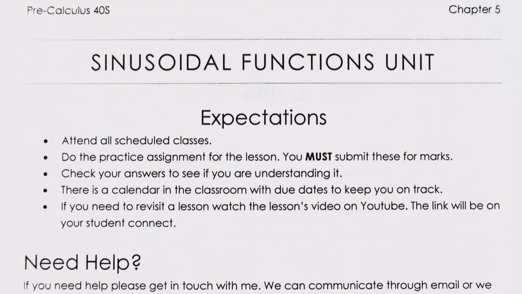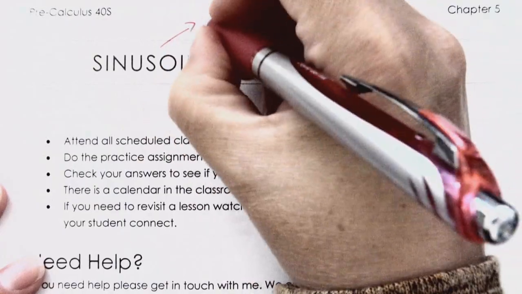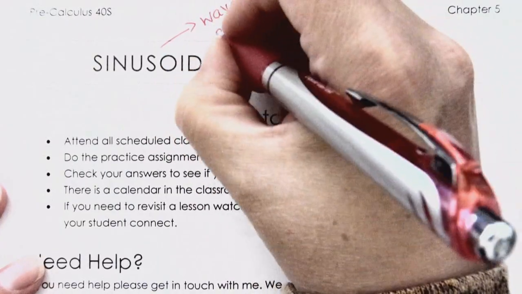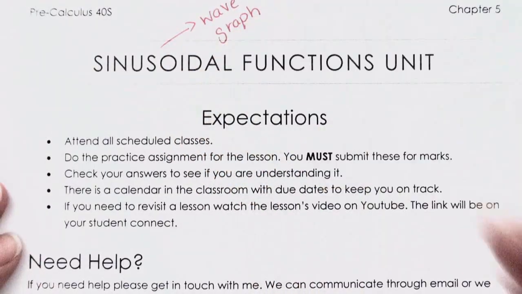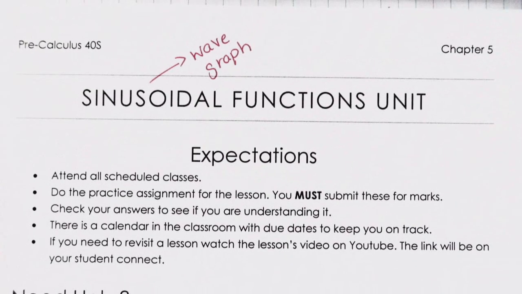Sinusoidal does not mean sine, okay? It means a wave graph. Lots of people think when I say graph this sinusoidal function, they're like, oh, it's a sine graph, I have to graph sine. That's not true. It results in a wave. Just like a parabola, we know what the shape of a parabola is. We know what a sinusoidal is. It's a wave. And we're going to learn how to graph that.